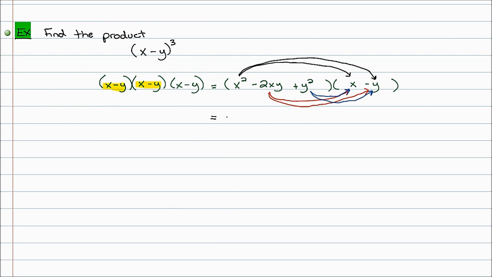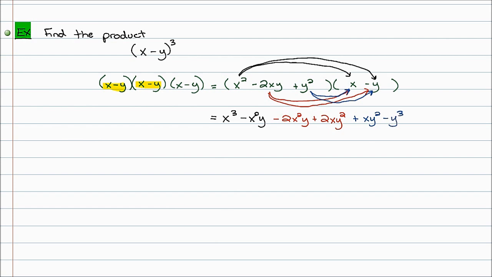X squared times x will be an x cubed. X squared times a negative y will be a negative x squared y. Now we have a negative 2xy times x will be a negative 2x squared y. A negative 2xy times a negative y is a positive 2xy squared. Finally, we have a positive y squared times a positive x, so that will be a positive xy squared. And we have a positive y squared times a negative y, which will be a negative y cubed.